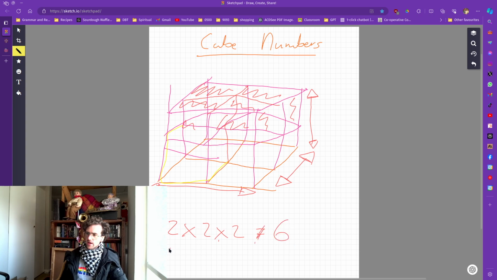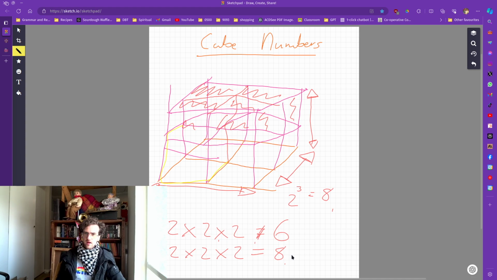No. It is 2 times 2 times 2, which is 8, because we're not adding them. So 2 cubed is equal to 8. 2 times 2 is 4, 4 times 2 is 8. And so that is your introduction to different types of numbers.